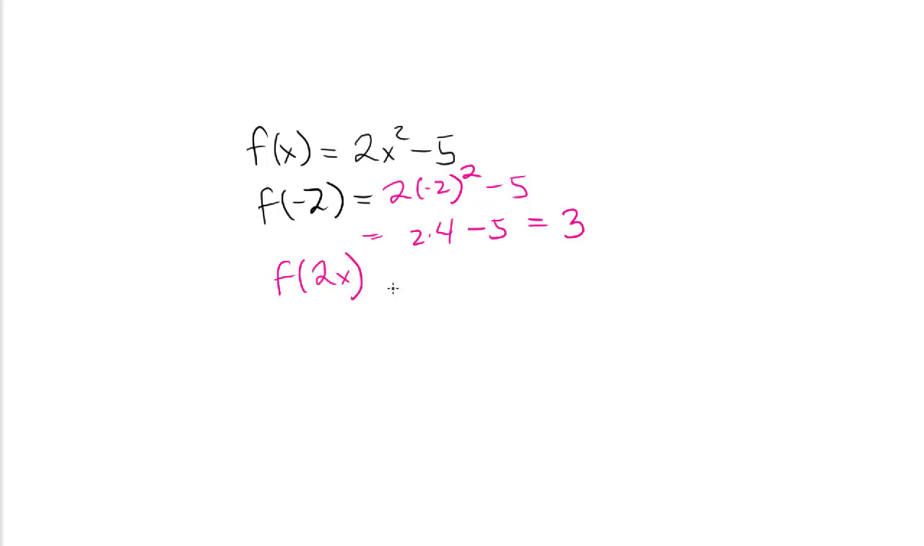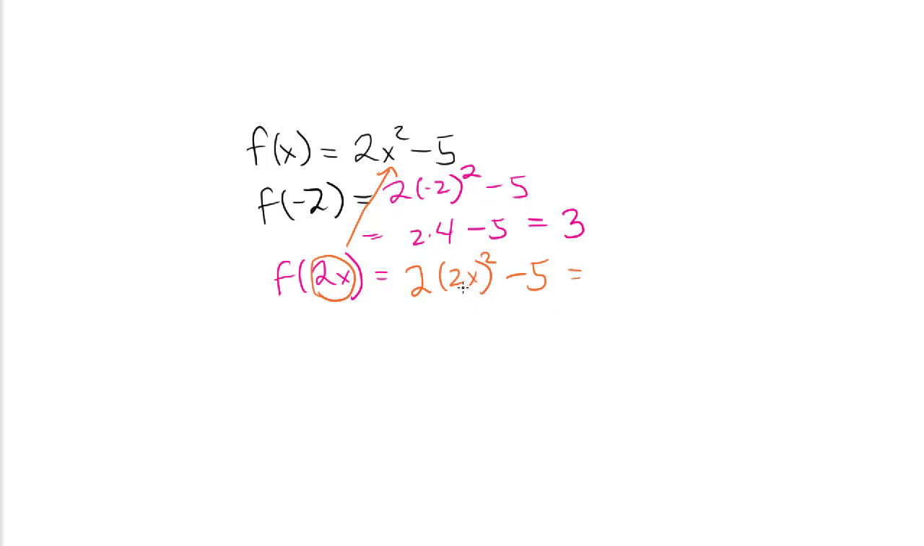Well, what if I had an input of f of 2x? What would that look like? That might be a little confusing. Well, again, function notation means I put in 2x everywhere for x in my function. So that means it's 2, double my input, which is 2x, then square it, really square it, then double it by PEMDAS, and subtract 5.